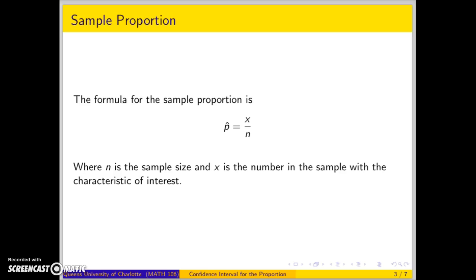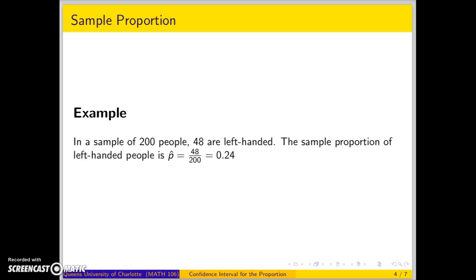So, p hat is just the number in the sample with the characteristic of interest, x, divided by the sample size. So p hat is equal to x over n. For example, if we have a sample of 200 people and 48 of them are left-handed, so x is 48 and n is 200. So 48 in terms of StatCrunch is the number of successes, and 200 is the sample size. So we have the sample proportion is 0.24, or in percent, 24%.